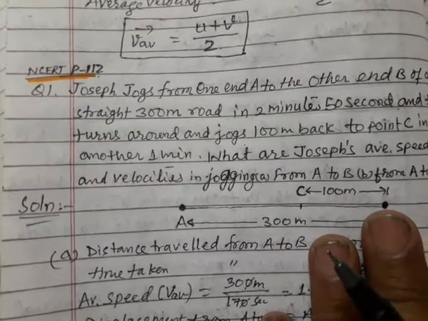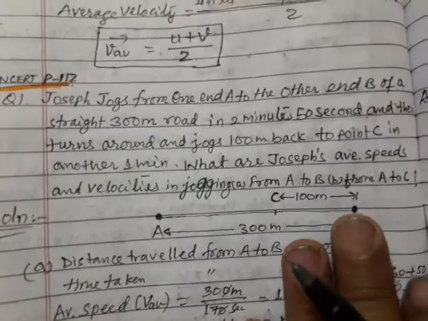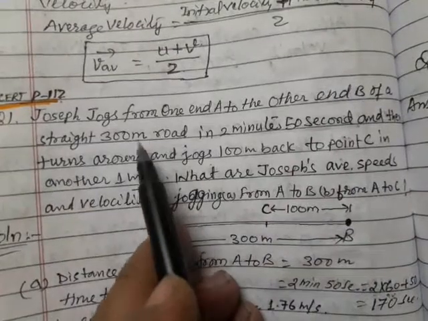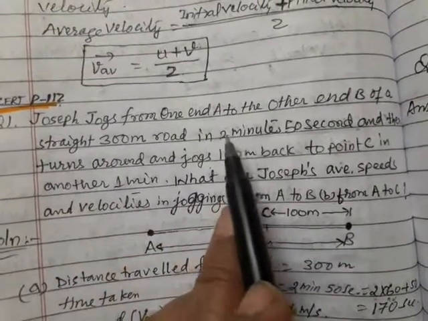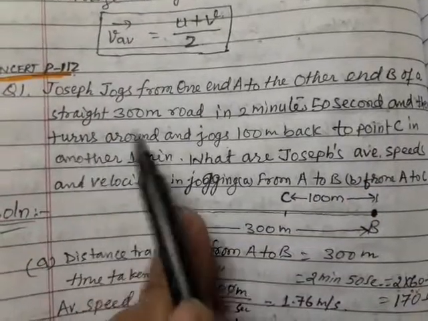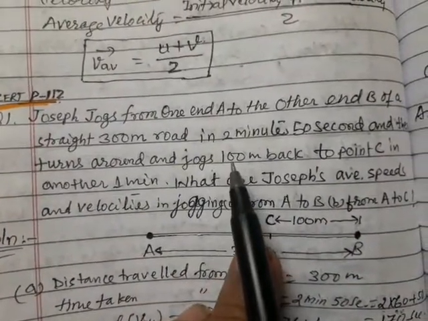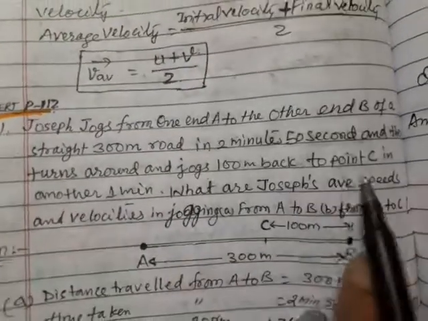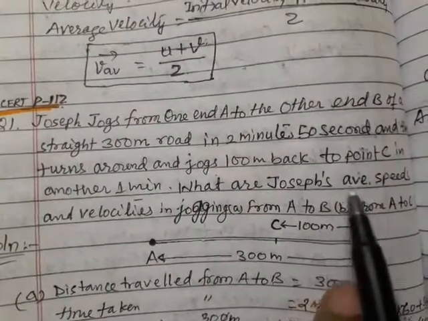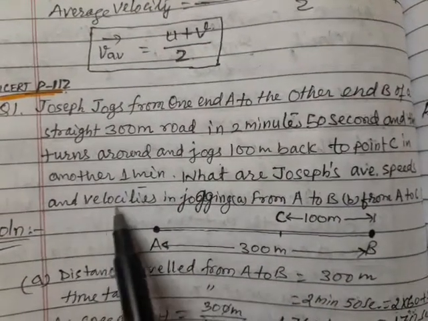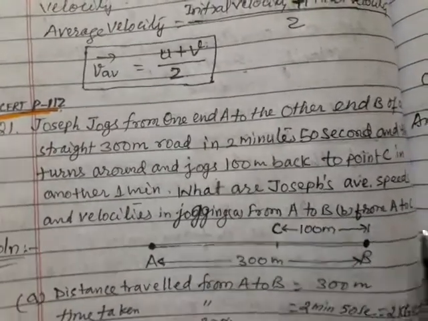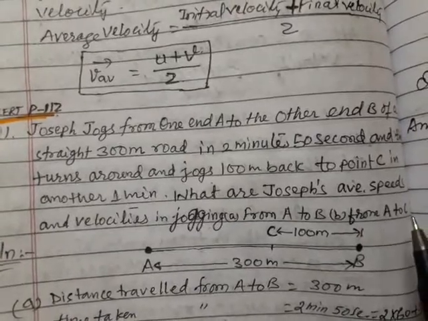Joseph jogs from one end A to the other end B of a straight 300-meter road in 2 minutes 50 seconds and then turns around and jogs 100 meter back to point C in another 1 minute. What are Joseph's average speed and average velocity in jogging from A to B and from A to C?